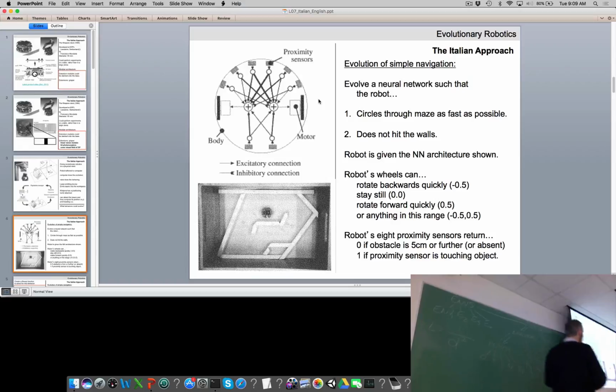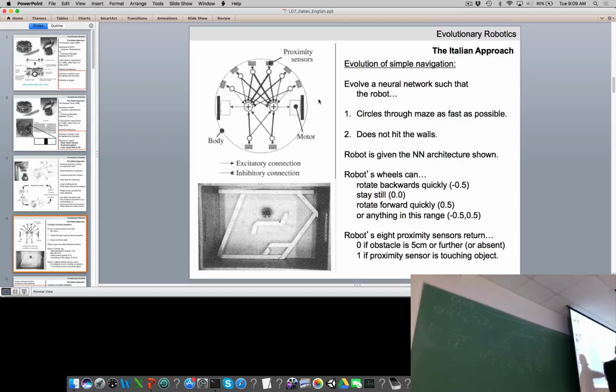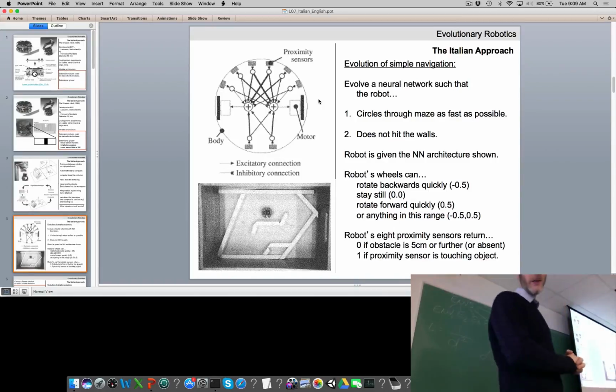Okay. Then they made this little maze or racetrack for their robot here, and they created a fitness function for their robot, which is circle through the maze as quickly as possible, and don't hit the walls. We're also going to assume that the wheels can go backwards and forwards, so the values arriving at the motor neurons could be positive and negative. Negative numbers rotate the wheels back, positive forward. And the robot's 8 proximity sensors return 0 if they can't see an obstacle, and the closer the obstacle is, the closer to 1 that proximity sensor fires.